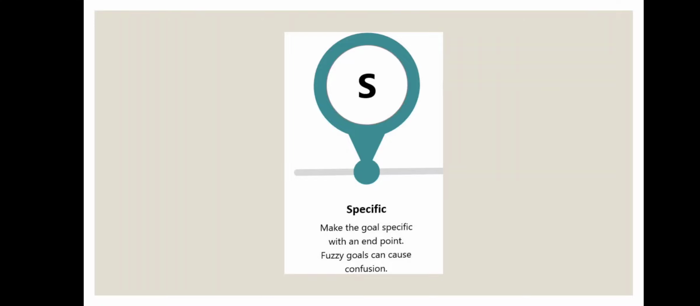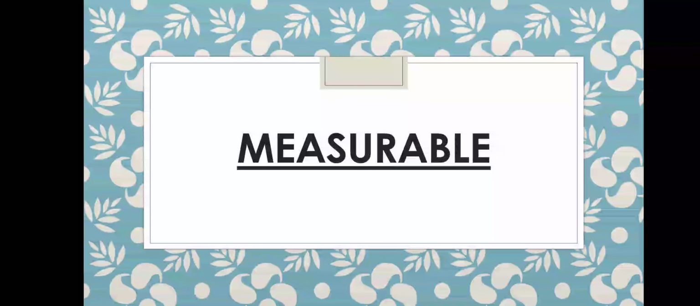Make the goal specific with an end point. Fuzzy goals can cause confusion, so the goal should be specific. That's why S stands for specific. The next is M, for measurable. Under the measurable component, we set the goal to decrease the readmission rate from 18% to 12%. Earlier the readmission rate was 18%, so now our measurable component will be 18 to 12%.